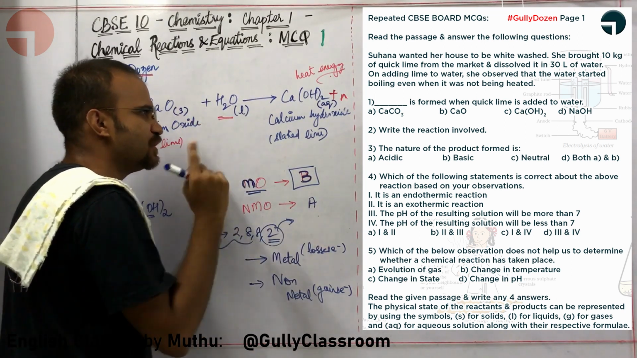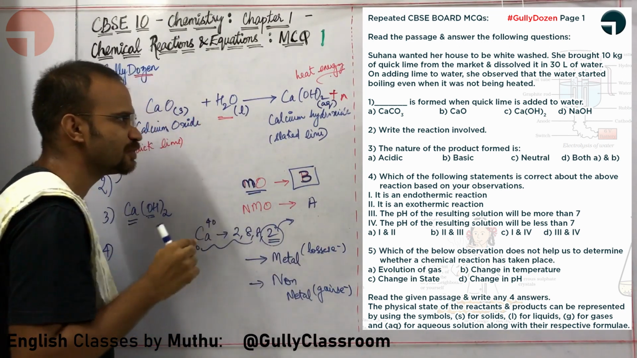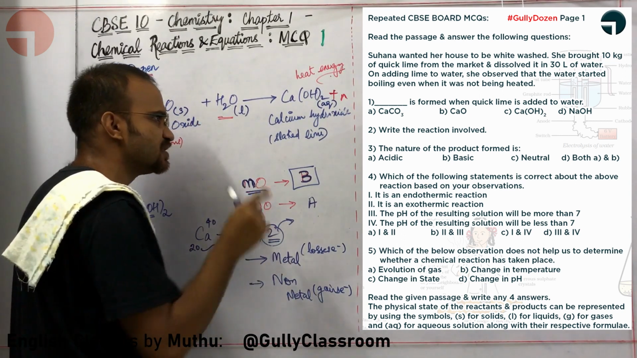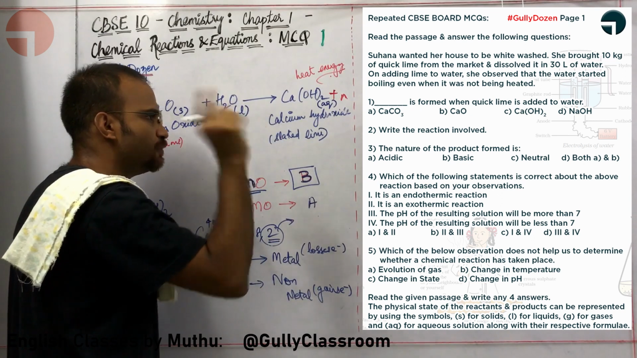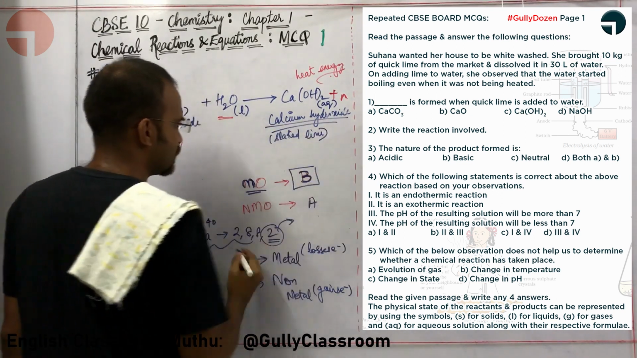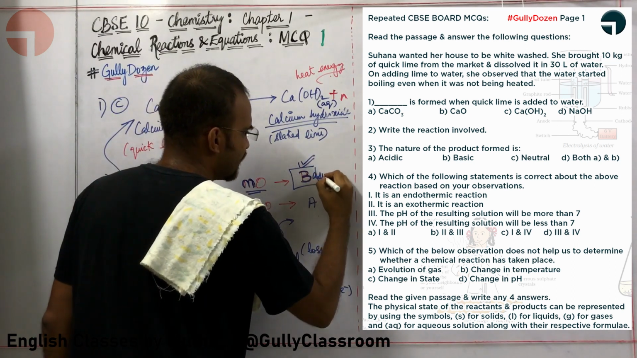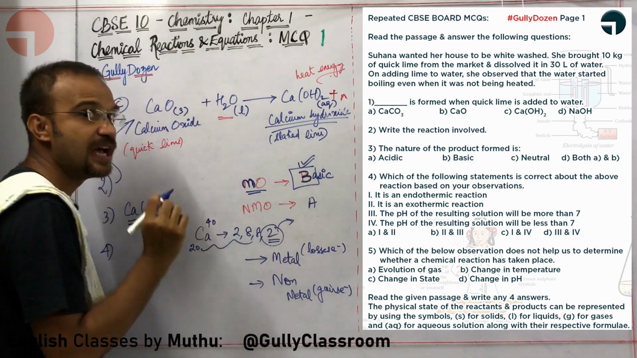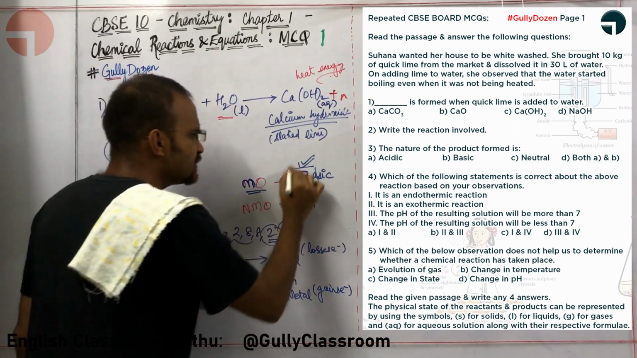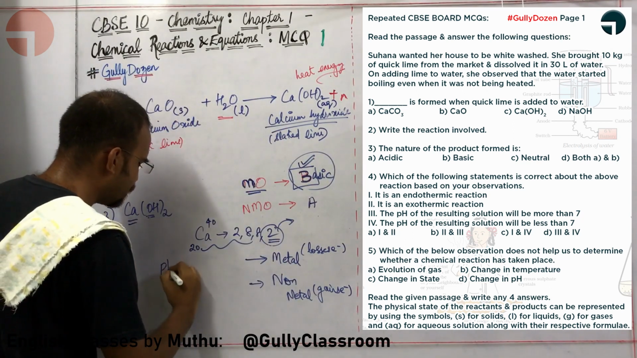So, the first statement is absolutely false. What about the second statement, sir? It is an exothermic reaction. That is true. What about the third statement, sir? The pH of the resulting solution will be more than 7. Okay, we have already seen that calcium hydroxide is basic in nature. Now, because this is basic in nature, let me draw the pH scale.